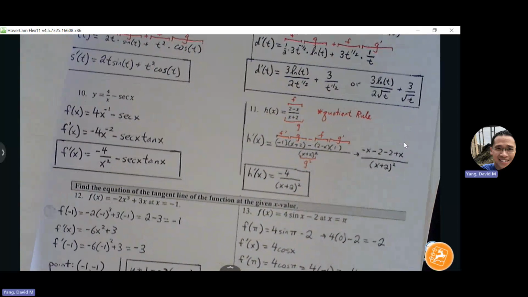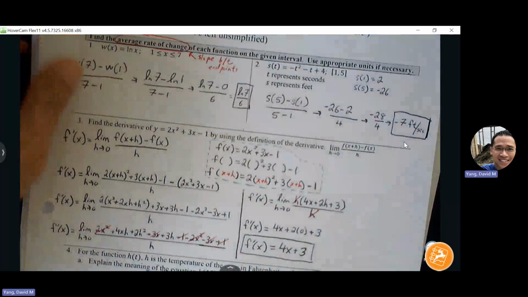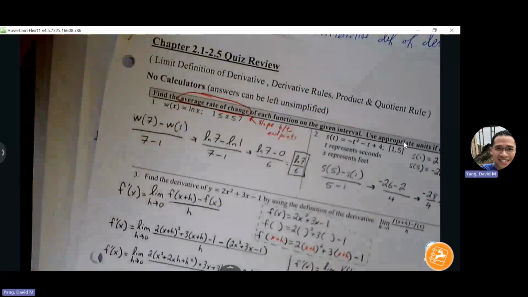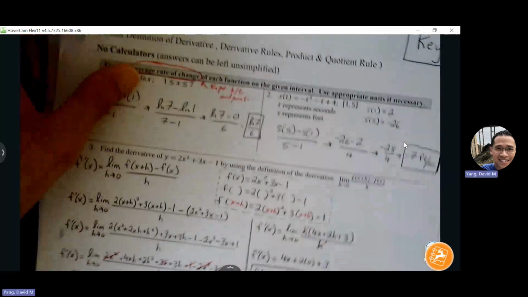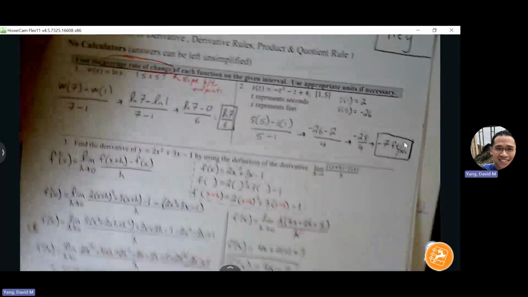Okay, make sure you know your derivative rules, like power rule, natural log, e to the x, and your trig rules. So make sure you look over your derivative rules.